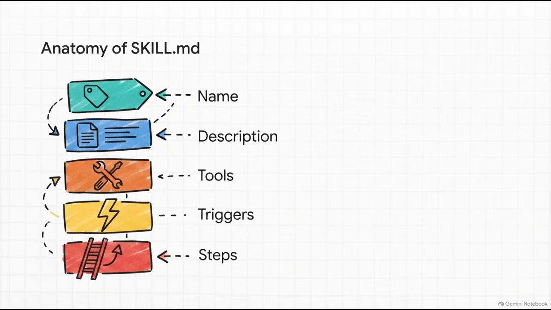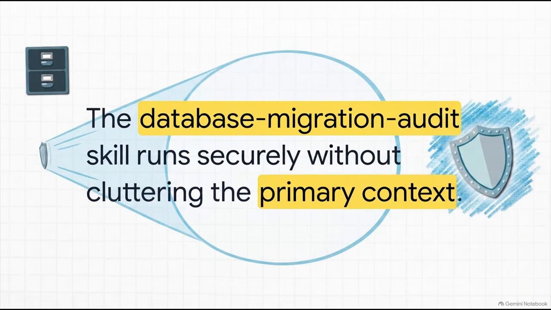You can think of a SKILL.md file as a hyper-specific instruction manual. It lays out the basic stuff, like the name and description, but more importantly, it defines the precise tools needed, the exact execution steps, and the triggers. And those triggers can either be manual, like a human firing off a /command, or completely auto-detected by the agent itself. To put this into perspective, let's look at a real-world example.